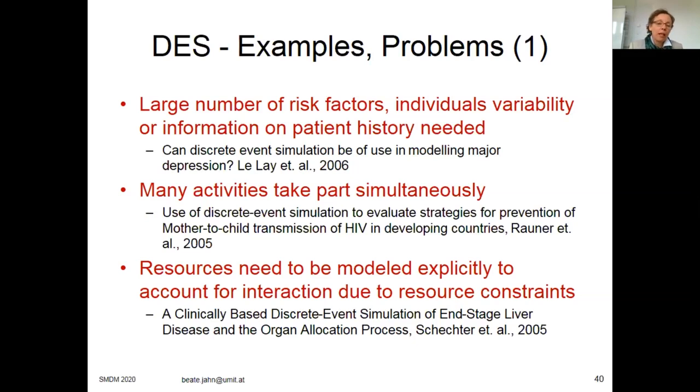Another field of application is when there are many activities taking part simultaneously, or, and this is the major point here, when resources need to be modeled explicitly, and here we talk about physical resources, to account for interactions due to resource constraints. And a very nice example here is Schechter, an old paper, but it still shows how we can use this approach to simulate different allocation processes for end stage liver disease, where we have scarce resources, we do have scarce livers.